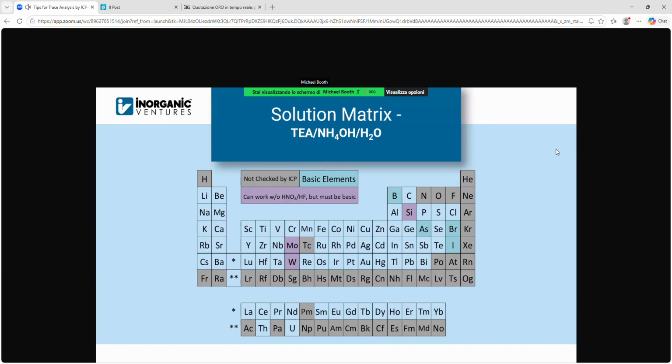There are some other elements that can work with basic matrices as well. Things like boron and arsenic are going to be fine. And also, interestingly enough, some of the HF elements in nitric acid matrices will work in basic matrices, so things like silicon, molybdenum, and tungsten. If you are running an HF-free lab, and depending on what your samples are, you may be able to get away from HF if you need to measure those elements.